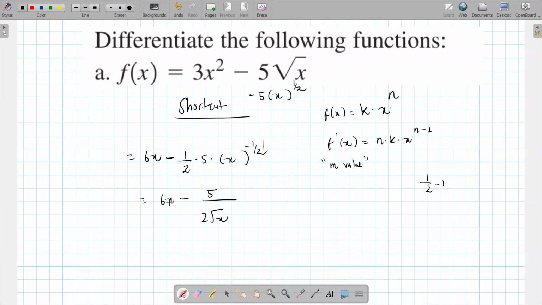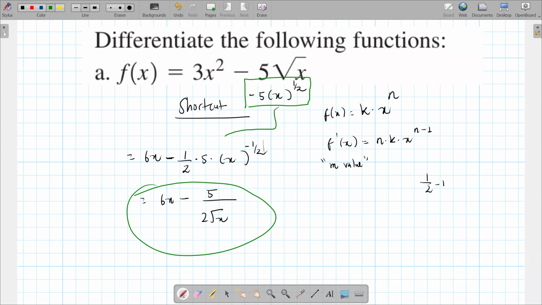And I think we had something like this before as the final answer as well. So there you go. That's the shortcut. Cool? Do you understand how this became this? So that's how you want to deal with roots. Anything you can write in this form, again, it doesn't have to be a polynomial. Anything you're able to write in this form, you can use the shortcut method.